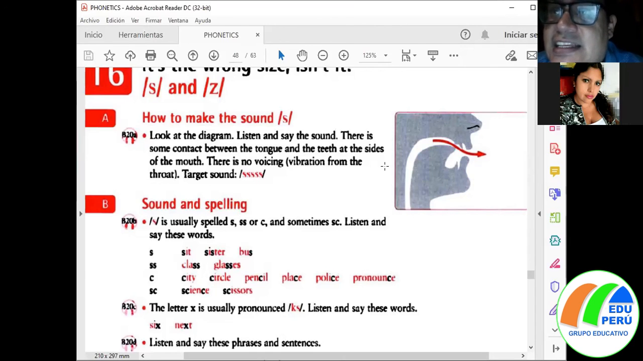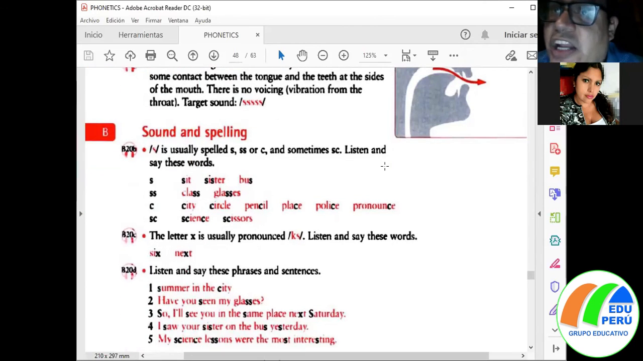Sound and spelling. S is usually spelled with the letter S. Don't be confused: S, the sound, and S, the letter. The letter S, double S, or C, and sometimes SC. Listen and say these words. Sit, sister, bus, class, glasses, city, circle, pencil, place, police, pronounce, science, scissors. All right, we have the sound S.